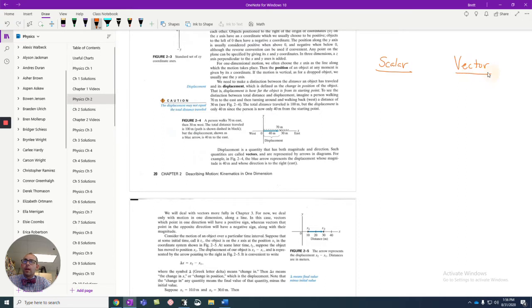V-E-C-T-O-R. And as we classify these two different things, we need to understand the distinction between them. And that will help us understand why they're measured differently. A scalar value is what we call magnitude only. So you can think about it in terms of size. Okay? You'll understand it a little bit more when I talk about the difference over here with a vector.